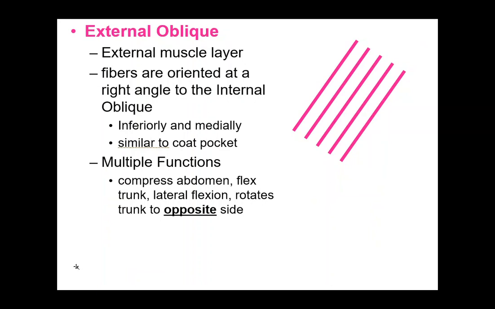The external oblique is the external muscle layer. The fibers are oriented at a right angle to the internal obliques. They go inferior and medially. So if this is your midline here, inferior and medially, they're similar to a coat pocket. So that's how I remember it. Pretend you're putting your hands in a pocket and that'll give you the orientation. Again, similar functions: compress the abdomen, flex the trunk, lateral flexion or lateral bend, and rotate the trunk to the opposite side. So their rotation is contralateral.